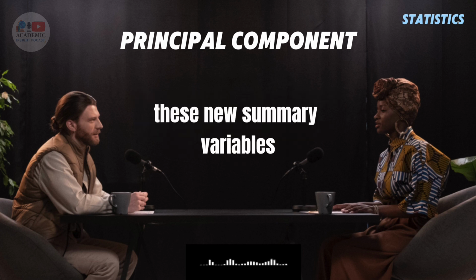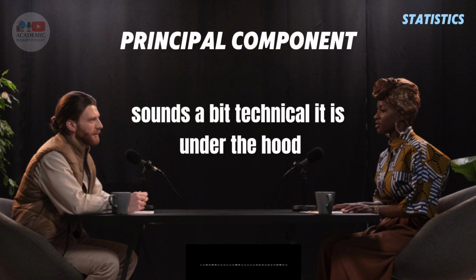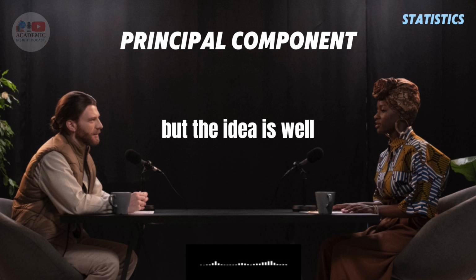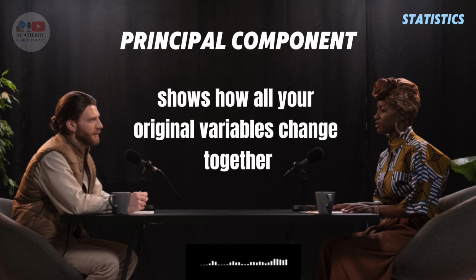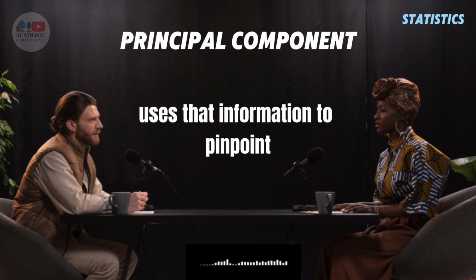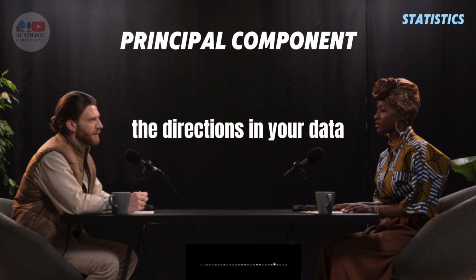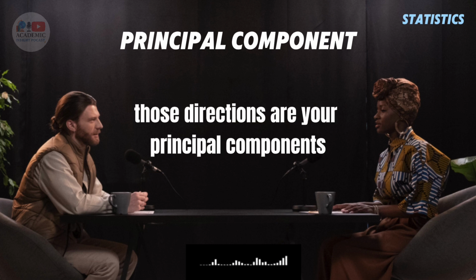Okay, these new summary variables. How are they found? I remember reading about the covariance matrix. Sounds a bit technical. It is, under the hood. But the idea is the covariance matrix shows how all your original variables change together. And PCA uses that information to pinpoint the directions in your data where things are spread out the most. Maximum variance, right. Those directions are your principal components.